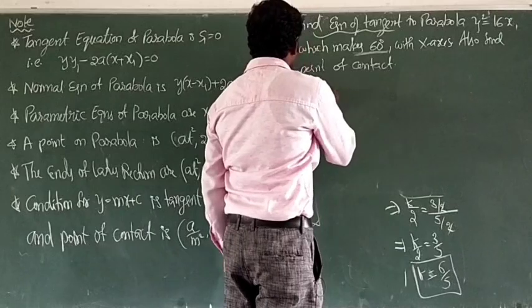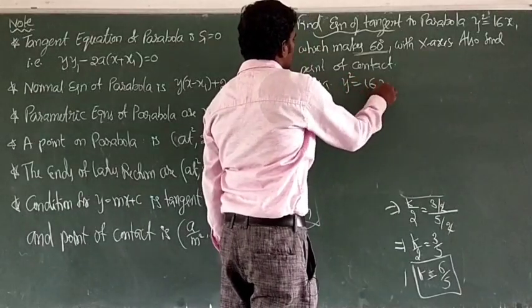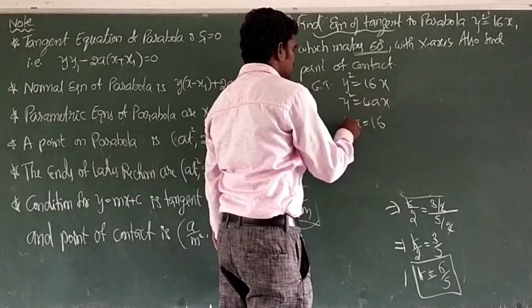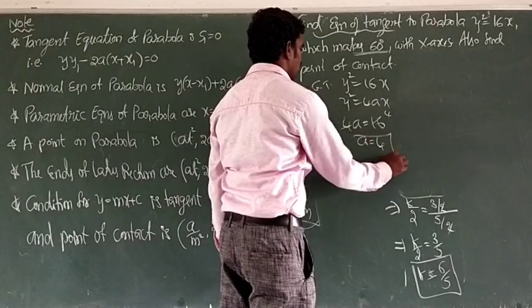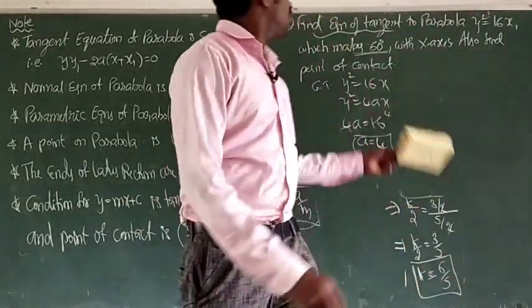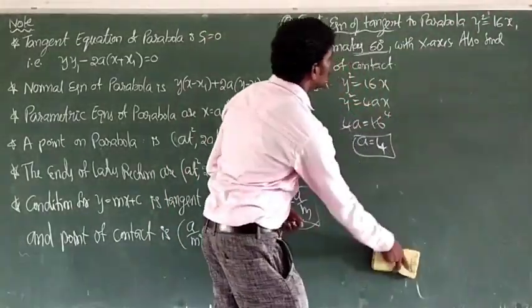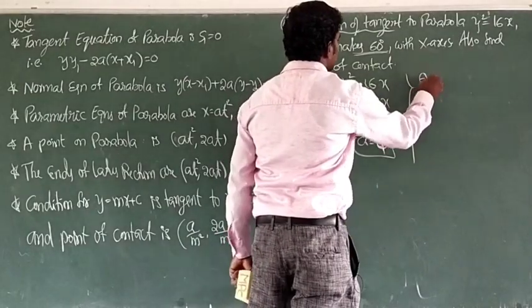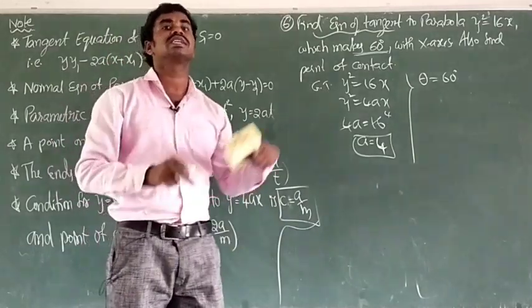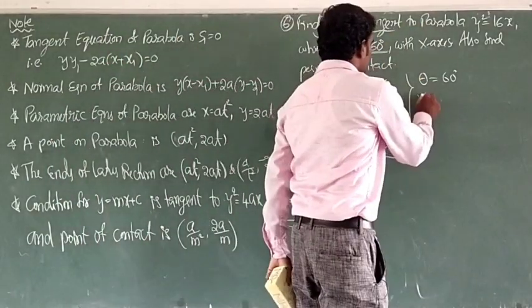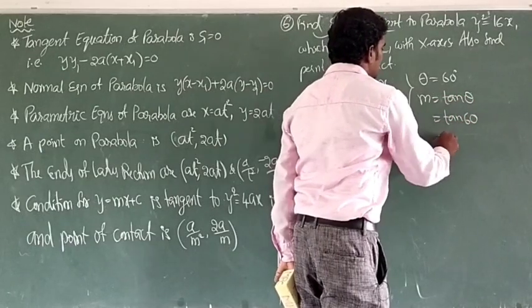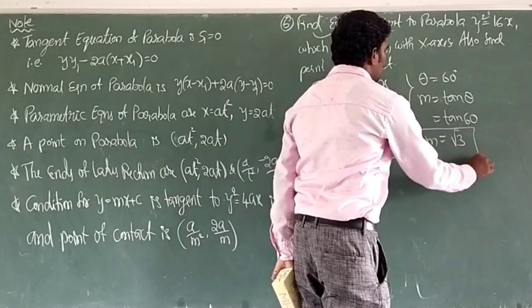First, given the parabola equation y² = 16x, comparing with the general equation y² = 4ax, that means 4a is 16, so a value is 4. Next, one more point is given, that is the angle, 60 degrees. Whenever an angle is given, we can find the slope, that is m = tan θ. Here tan 60 is √3. So the slope m we also got.